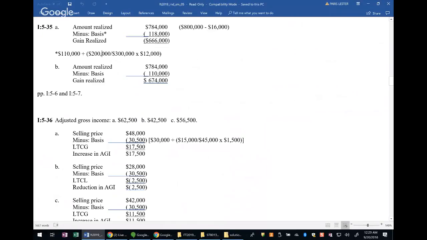And C part, want to sell it for 42,000. Minus the basis gives you a long-term capital gain of 11.5. And it will increase your AGI 11.5. So here it looks like we sold it above the fair market value. And here we sold it below the fair market value. And here we sold it in between the two. All right. So that's what ABC was trying to bring out to you.